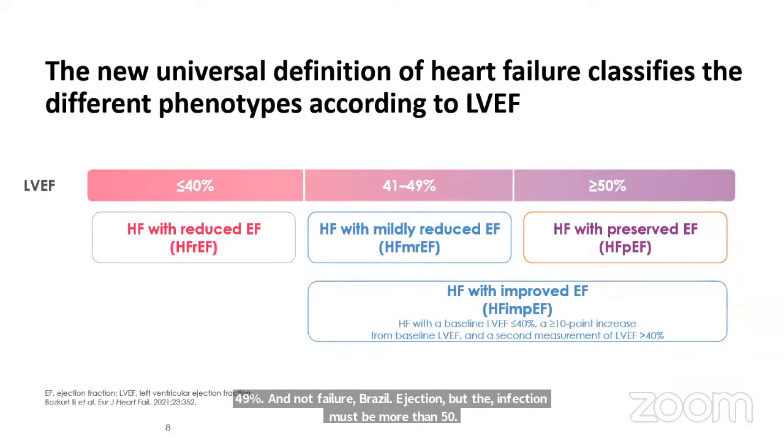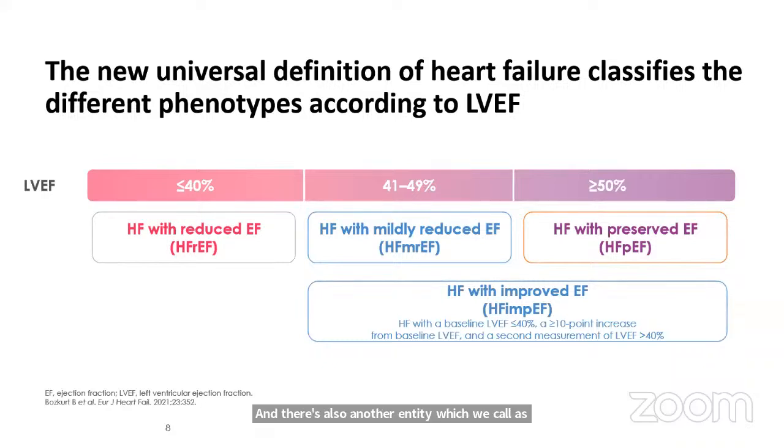There's also another entity which we call heart failure with improved ejection fraction. This is mainly for a patient with reduced ejection fraction where their baseline ejection fraction is less than 40. At any point of time, if there is more than a 10-point increment from the baseline, or the second measurement is more than 40%, you can label this patient as heart failure with improved ejection fraction.